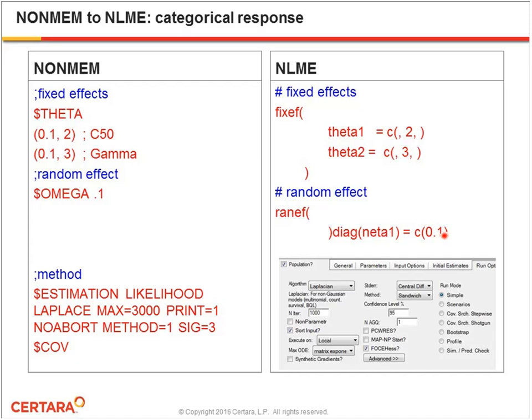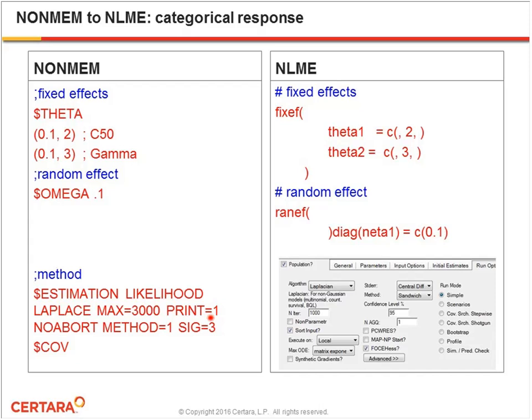Okay, then in NONMEM we have to specify the estimation method. Here we need to tell it that we don't want to predict an observation. We just want to calculate a likelihood. And for this we are using the Laplacian algorithm, or Laplacian method, with this number of iterations and so forth.